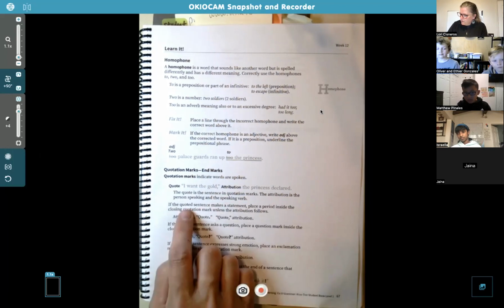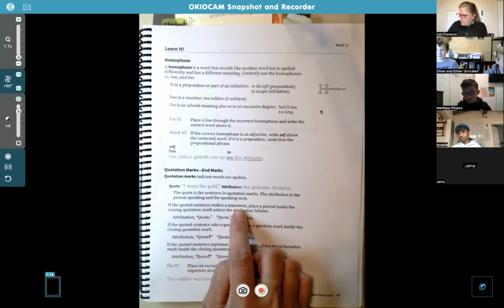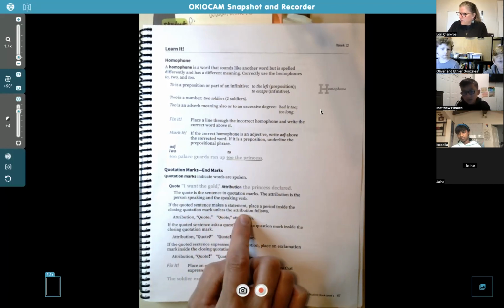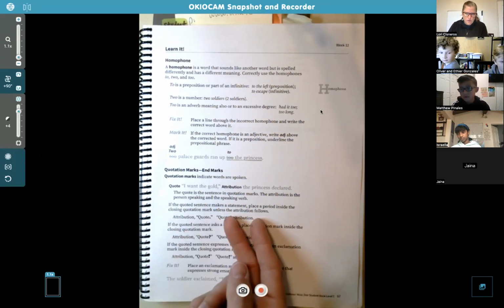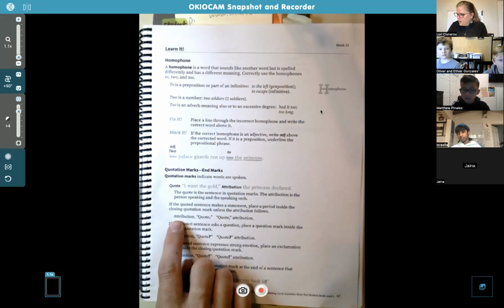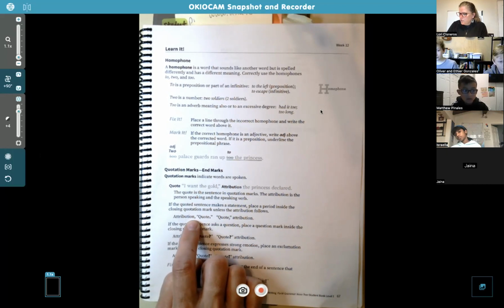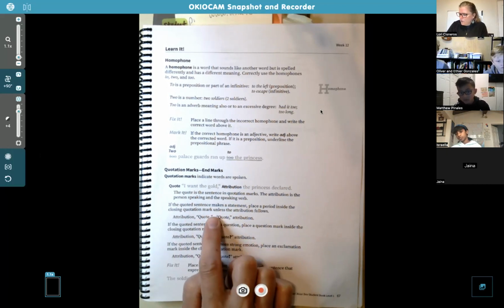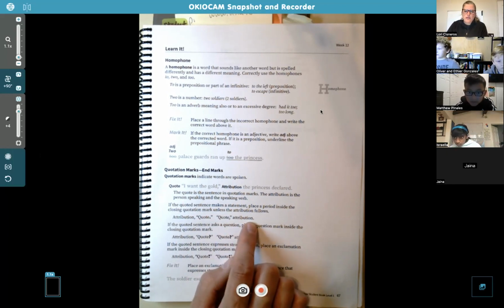And this just explains that a little bit more. If the quoted sentence makes a statement, place a period inside the closing quotation mark unless the attribution follows. So here's an example of different orders that you can have this in. If you want to say the attribution first and then the quote, you use a comma and then a period inside the quote. If you want to put the quote first and then the attribution, you just have a comma and then a period after the attribution.